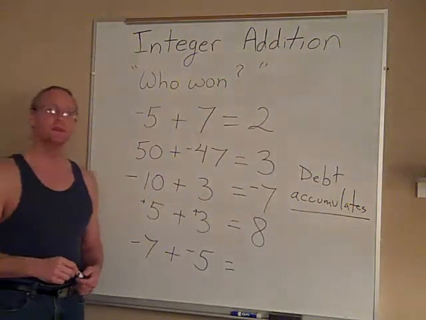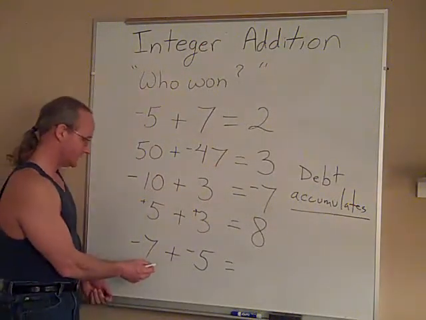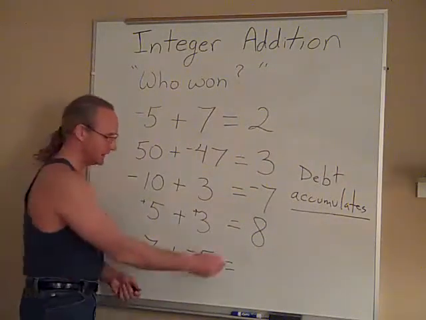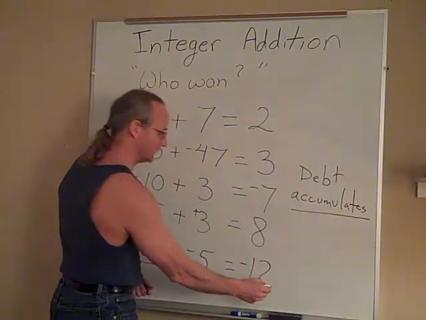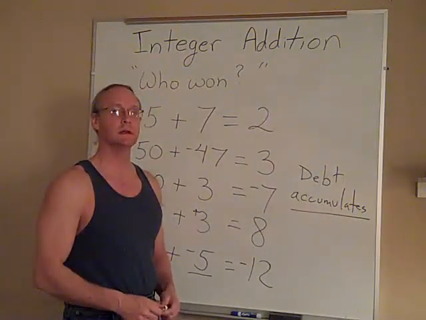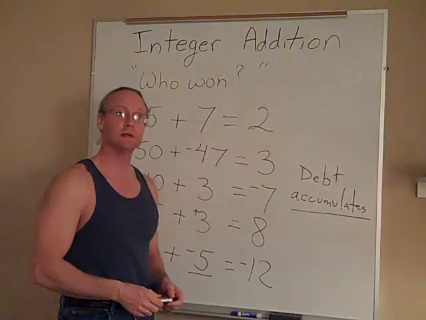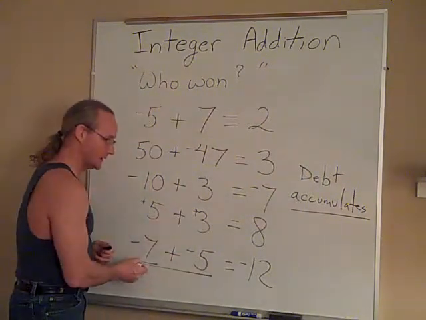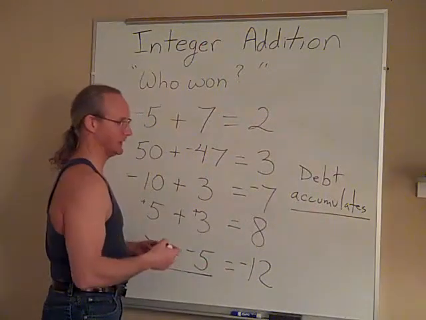When I see 2 negatives, I think of it as I spent $7 and I spent another $5 and I now owe 12. If you go out and swipe your credit card all month long, at the end of the month you're going to have debt. And I want you to remember, negatives join up and accumulate.